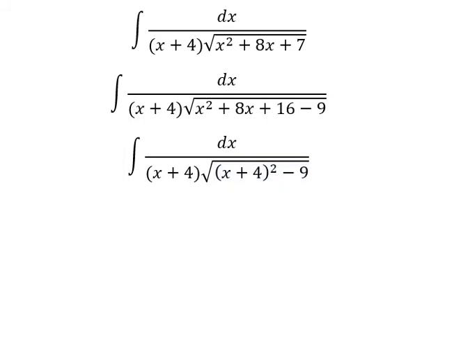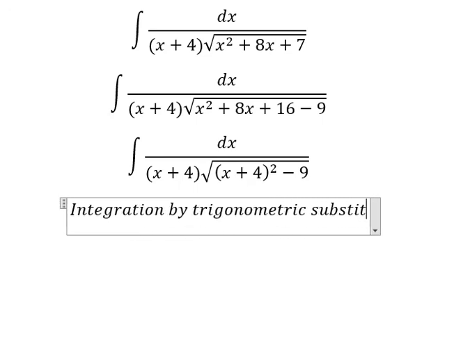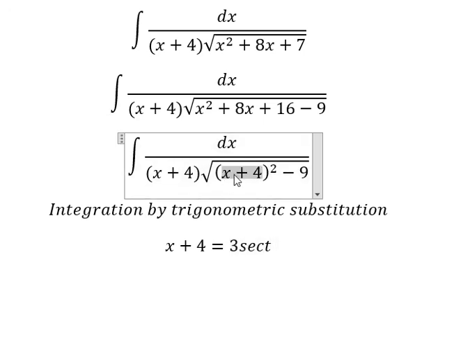Next, we can use integration by trigonometric substitution. So x plus 4 equals 3 secant of t. Because if I put this one here, we have 9 secant of t squared, minus 9. We can do factorization. Secant of t squared minus 1 we change to tan t squared, and later we simplify the square root.